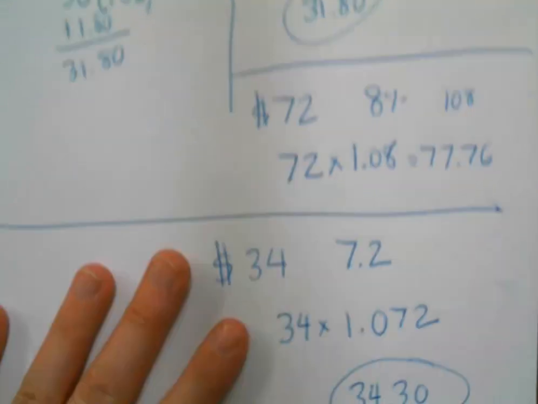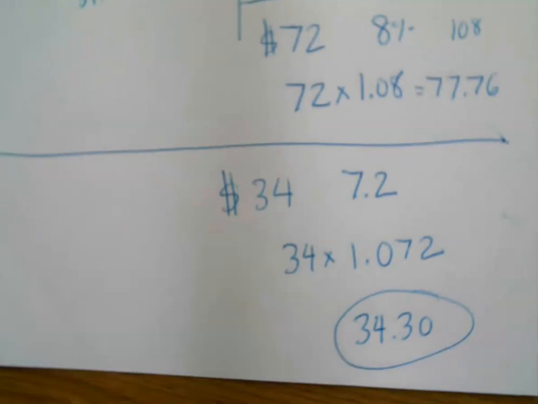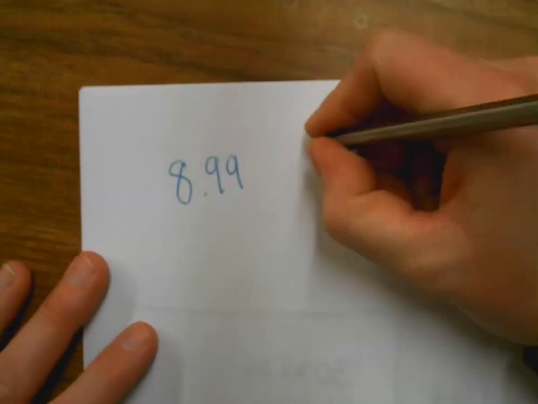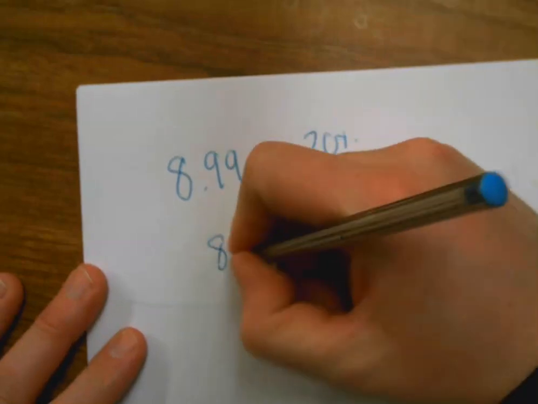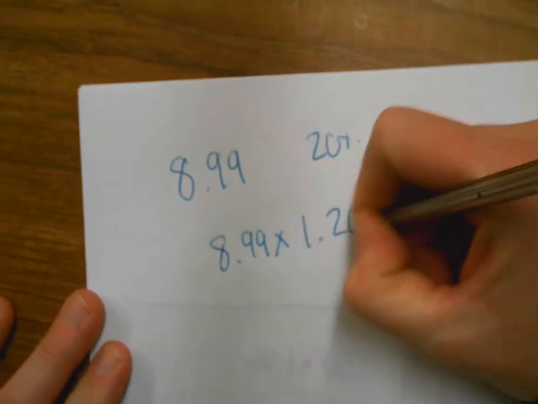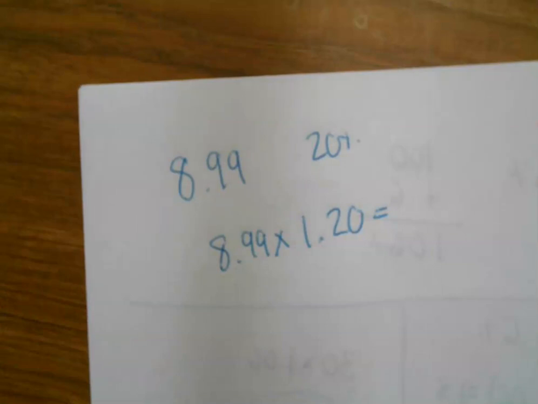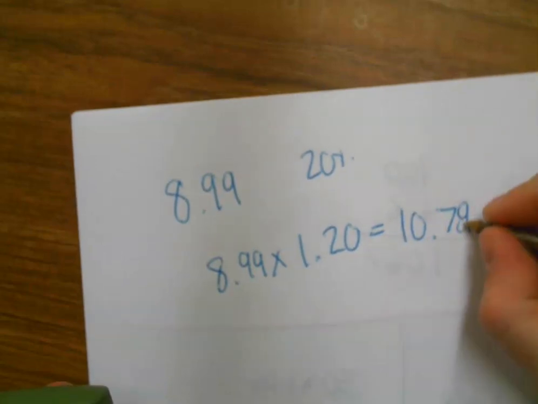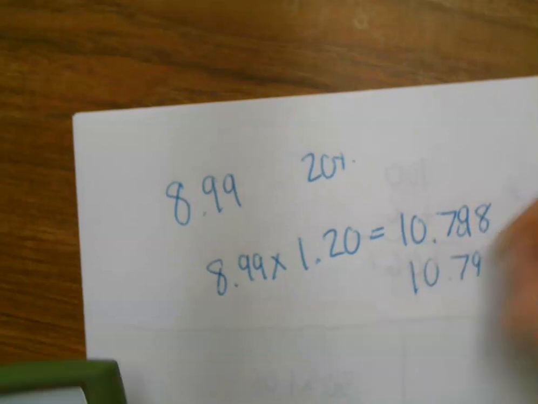Tip works the exact same way as tax. It doesn't really matter. You just do the 100% plus the percent. So if the restaurant bill was $8.99 and I want to leave a 20% tip, it would be $8.99 times 1.20, which will give me my total. 8.99 times 1.20 is $10.79. Actually, it's 10.788, which rounds to $10.79, just for clarification if you're trying to follow along on your calculator.